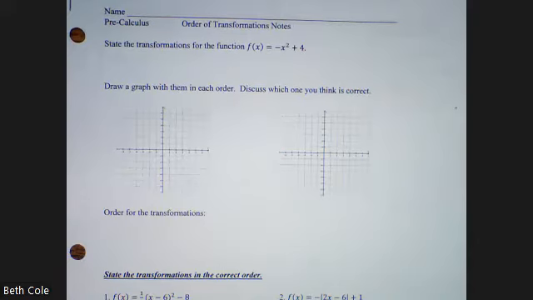All right, so today we are going to talk about the order of the transformations, because it actually does matter what order you do them in. So I did a little example here so that we can compare and contrast the different orders, because one way is right and one way is wrong. There actually is a right way.